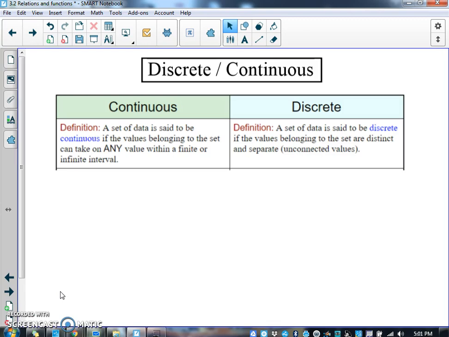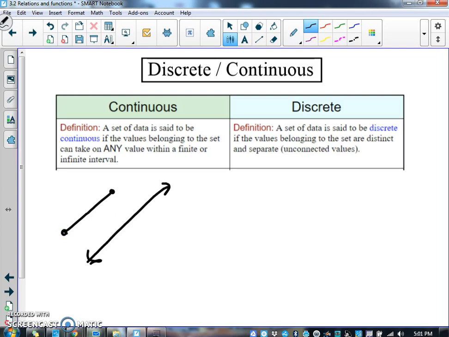The definition for a continuous function is a set of data is said to be continuous if the values belonging to the set can take on any value within a finite or infinite interval. I want you to understand, first of all, that whether our function looks like this and has 2 endpoints, or whether it looks like this, for example, where it's a line and there's no endpoints, that it can be continuous. So a continuous function can be either finite or infinite. However, the key to this is, do I have values between every other value in this function?